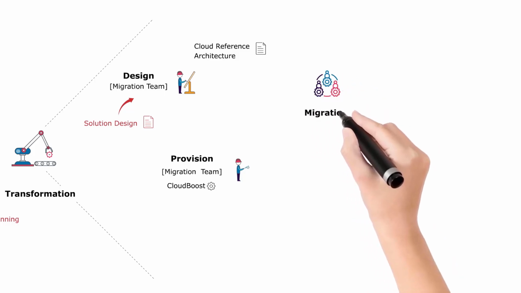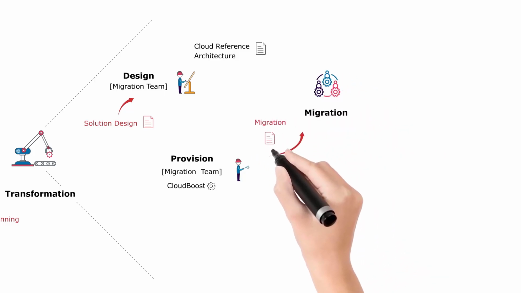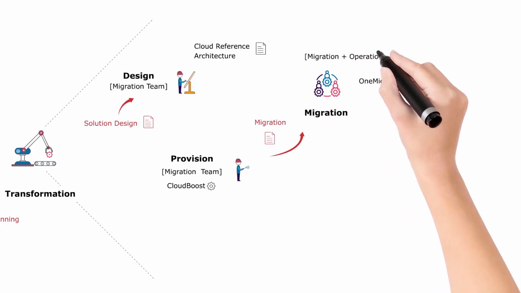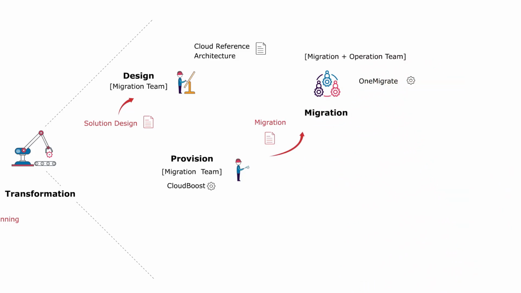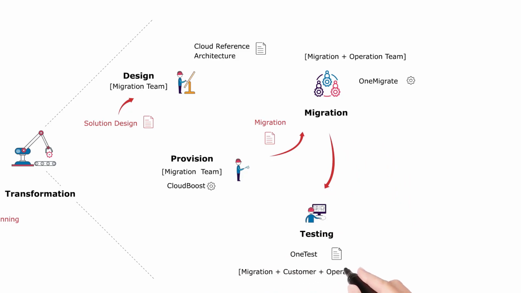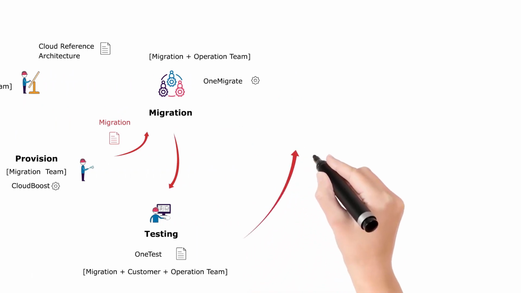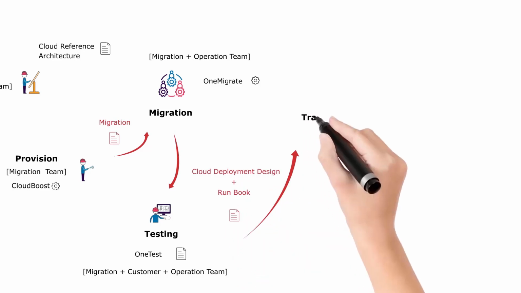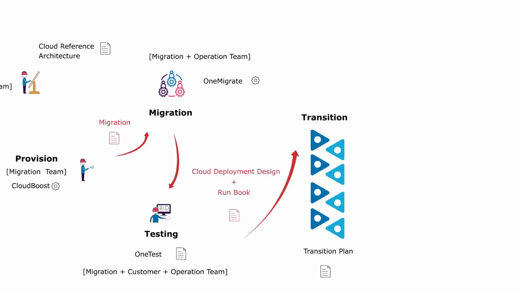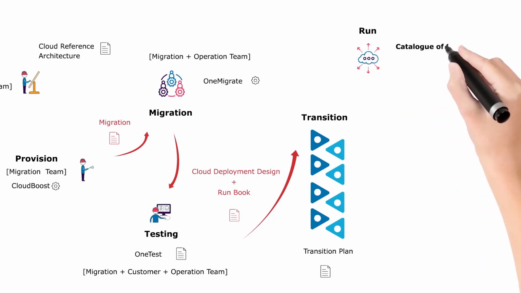Once the landing zone is created, we use OneMigrate, a Capgemini accelerator, to carry out automated rehost and redeploy migration scenarios. Overall, the migration testing is performed using OneTest, which comprises of various cloud-specific testing elements like performance, security, and load testing on the cloud. Once the environment is fully migrated along with the applications, it is seamlessly transitioned to the OneDeliver run team to continue the required support on the cloud platform.